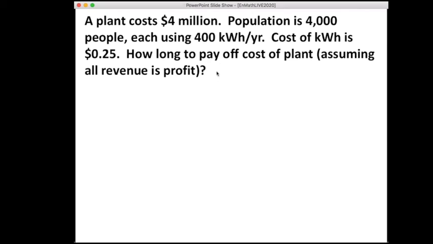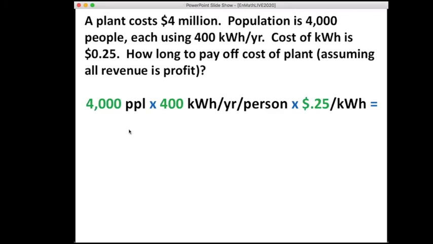We need to know how much money the power plant is getting each year from the people. So if there's 4,000 people, and they're each using 400 kilowatt hours, and each of those costs 25 cents, let's just multiply all that together. 4,000 people, 400 kilowatt hours per year per person. Oh, look, people just canceled out. People in person, gone. And then it's 25 cents per kilowatt hour. Okay, kilowatt hour just canceled out. So that's going to leave us with money per year. So the people are paying $400,000 a year to the power plant.